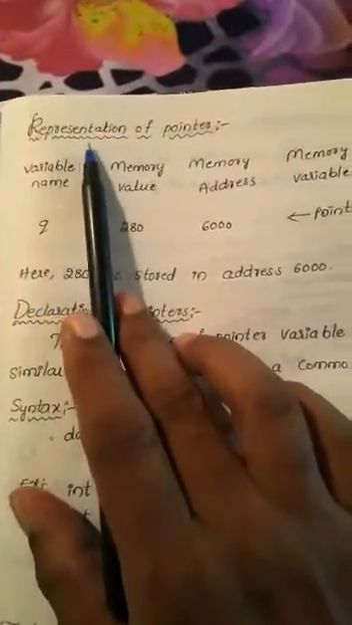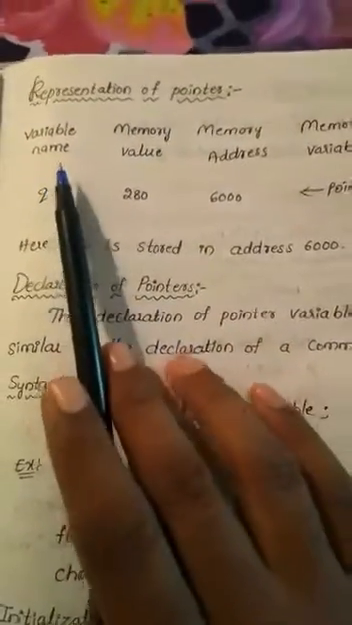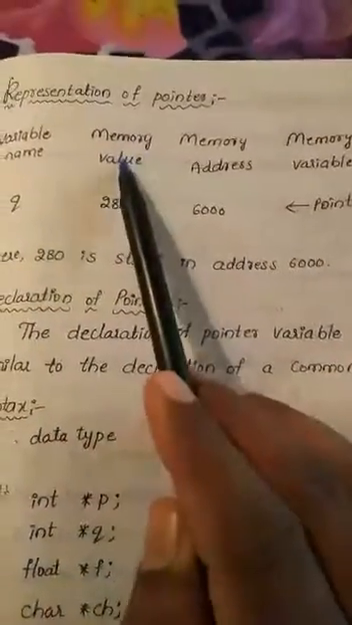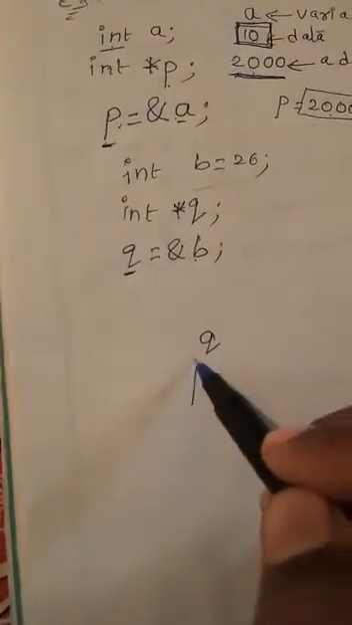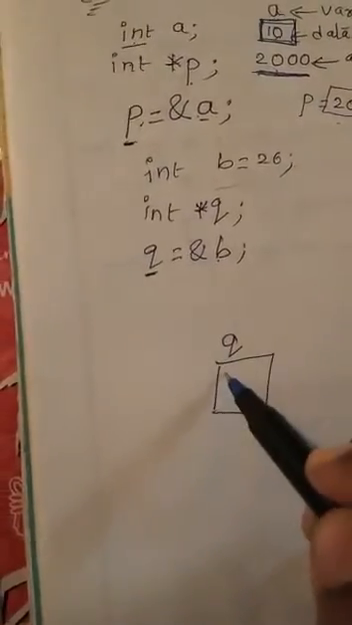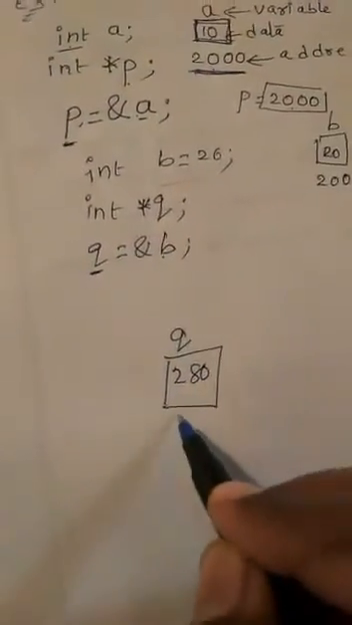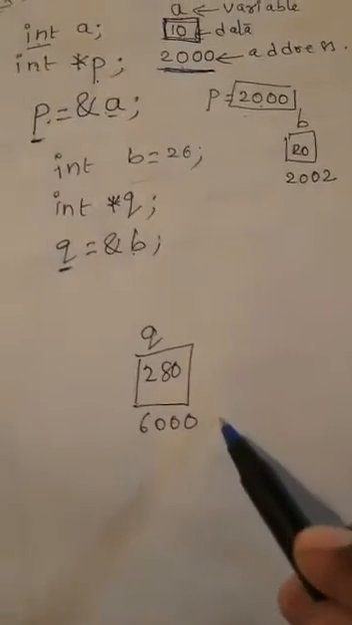Next, representation of pointers. How do we represent pointers? For example, q is a variable name. The memory value is 280. Here, q is a variable, and this memory value is, suppose, 280, and the memory address is, say, 6000. So this memory address variable is a pointer.